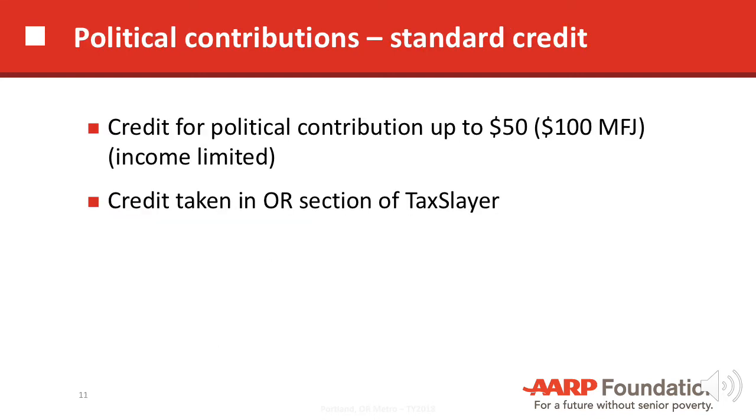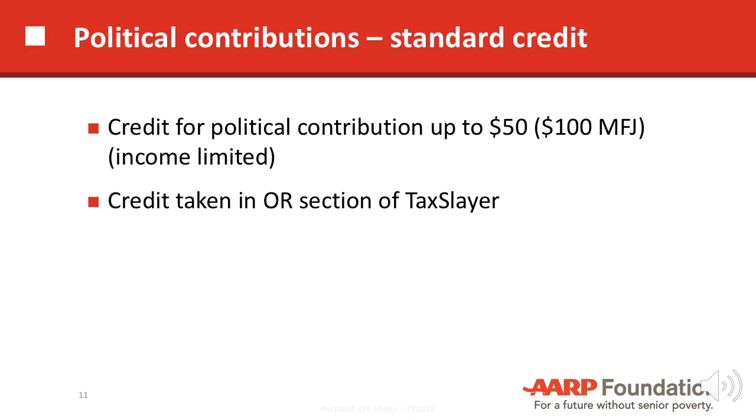A credit of up to $50 per taxpayer can be taken for qualifying political contributions. To qualify, the political activity must affect Oregon. So this could be a local election, a national election, a state election, a ballot measure, a donation to a political action committee, or PAC, that's based out of Oregon, and sometimes even union dues.